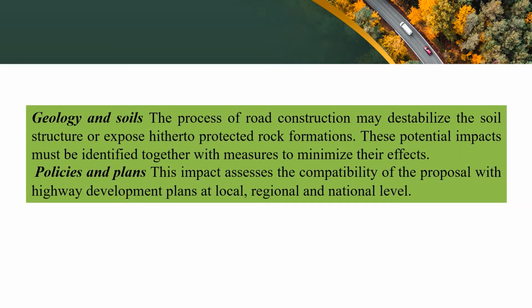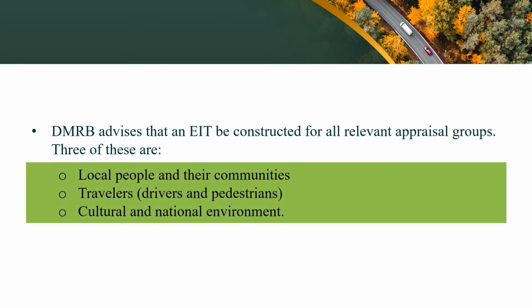Geology and soils. The process of road construction may destabilize the soil structure or expose hitherto protected rock formation. Then, policies and plans. This impact assesses the compatibility of the proposal with highway development plans at local, regional, and national level. DMRB advises that an EIT be constructed for all relevant appraisal groups. Three of these are local people and their community, travelers, cultural and natural environment.